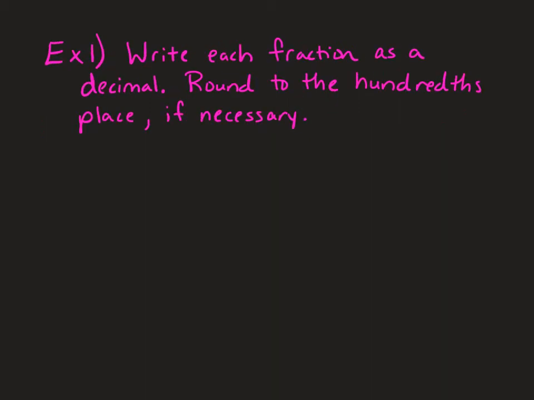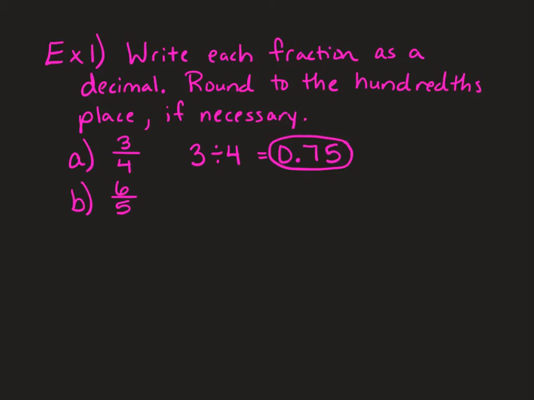Example 1, we're going to write each fraction as a decimal. Round to the hundredths place if necessary. 3/4. To go from a fraction to a decimal, we just use the fraction line as a division symbol because that's what it is. So we could say 3 divided by 4. You can do that by hand or you may use a calculator. You get 0.75. For 6/5, we say 6 divided by 5, and you get 1.2.